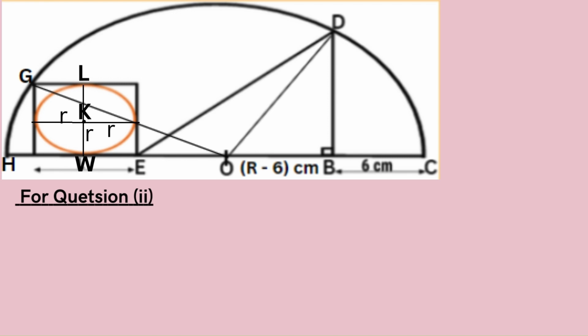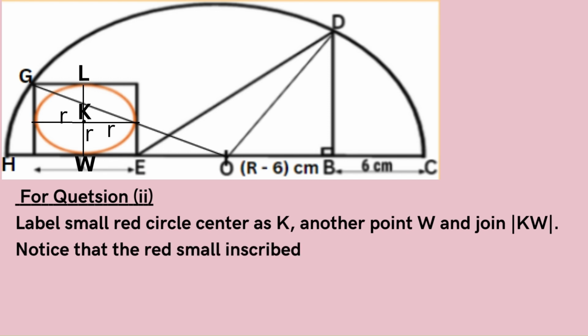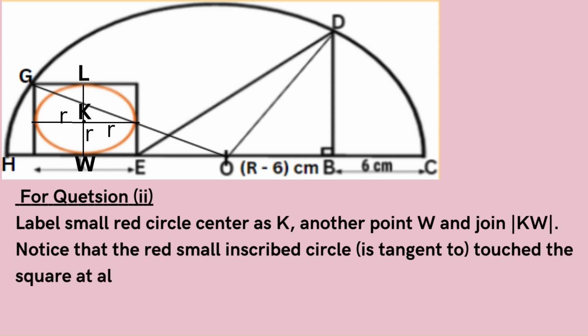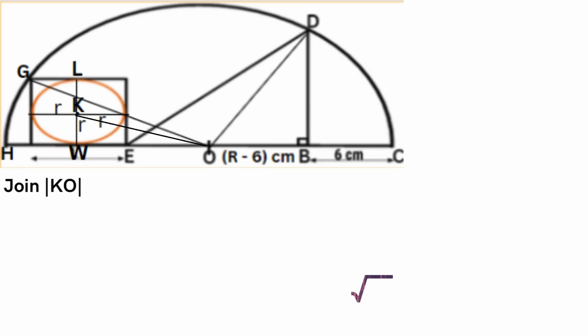For question 2, label the small red circle center as K, another point W, and join K, W. Notice that the red small inscribed circle is tangent to, or it touches, the square at all sides, so that the product of 2 and R equals L, which equals 9 centimeters. Divide the equation by 2 and we have that R equals 9 divided by 2.